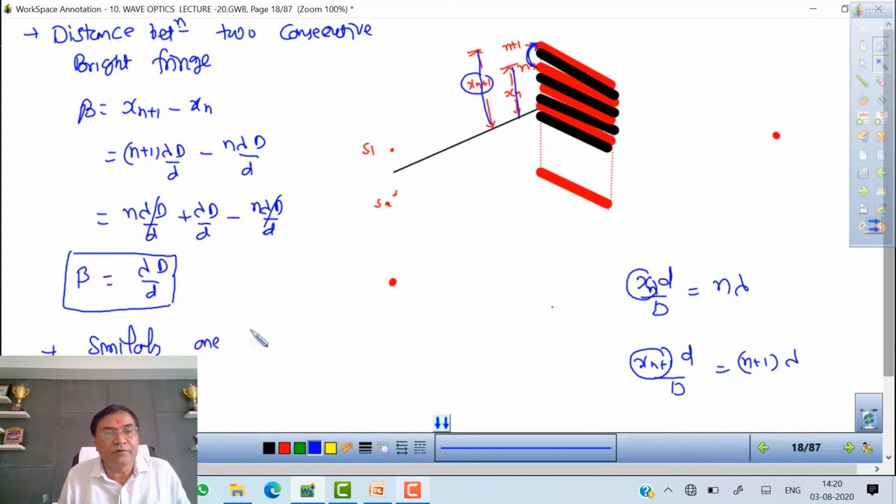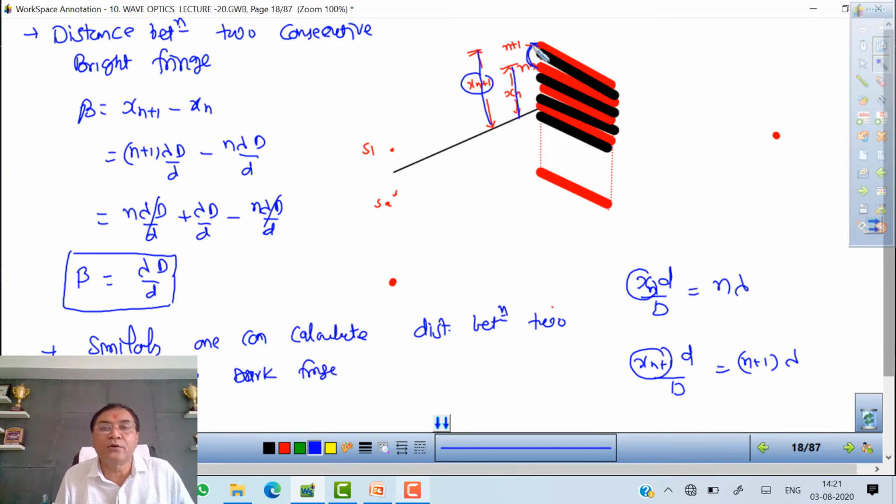Similarly, one can calculate the distance between two successive or consecutive dark fringes. તો કેટલું આવવું જોઈએ? જો આટલું આવતું હોય લેમ્ડા D upon d, તો નેચરલી આ પણ એટલું જ આવશે, કારણ કે સેપરેશન તો સેમ છે. આને પણ beta જ કહેવાશે, lambda D upon d. Okay, so it is very important.